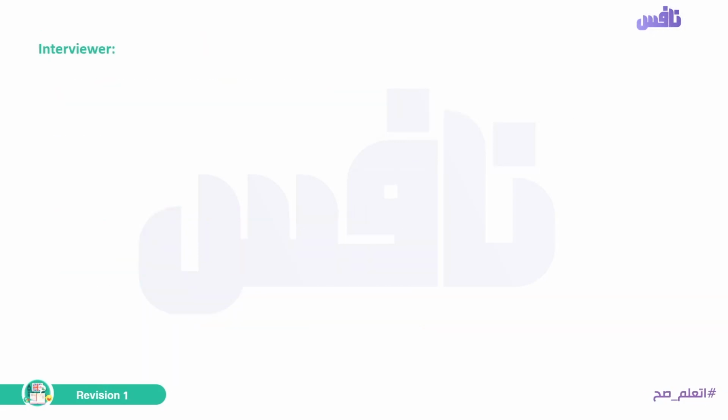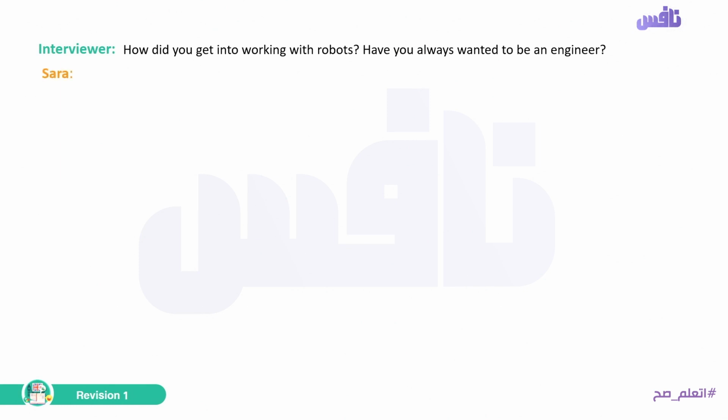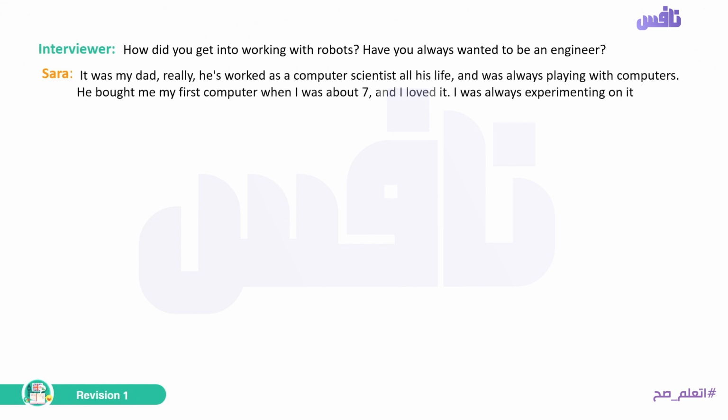Let's show it. The interviewer says: how did you get into working with robots? Have you always wanted to be an engineer? Sarah: It was my dad, really. He has worked as a computer scientist all his life and was always playing with computers. He bought me my first computer when I was about 7 and I love it. I was always experimenting on it.